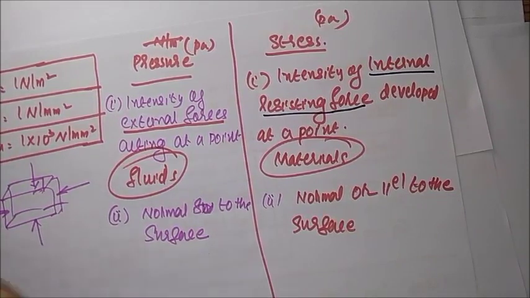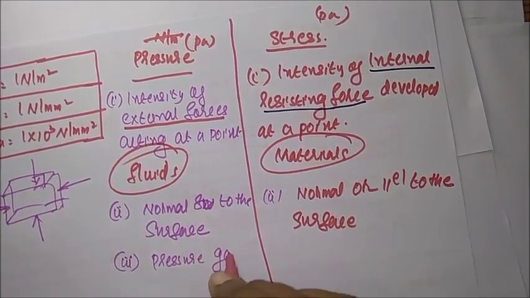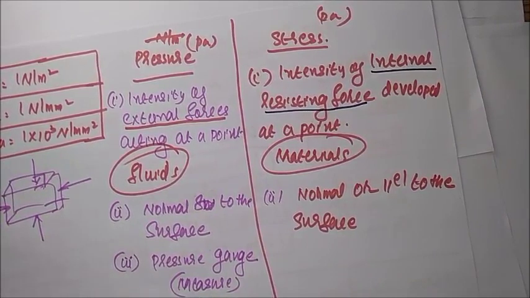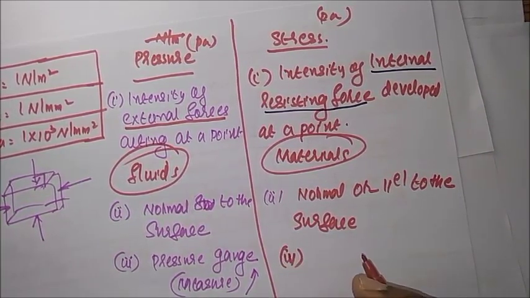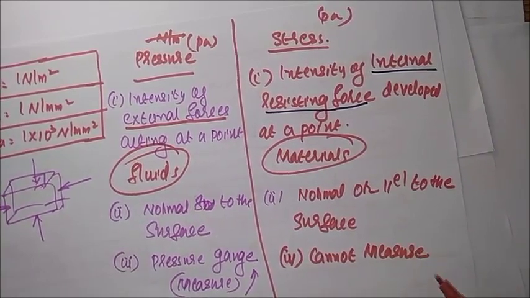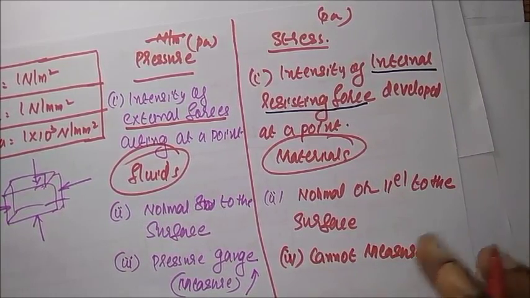Third one. Pressure can be measured by measuring devices. We can measure the value of pressure acting in a member by using a pressure gauge. But in the case of stress, we cannot measure the value of stress. We can calculate the value of stresses by using Hooke's law and other equations, but we cannot measure the intensity of stress.